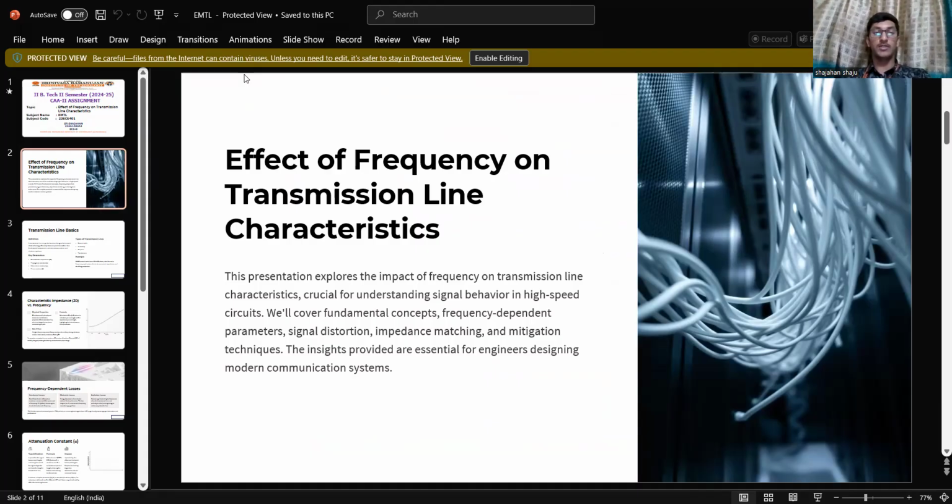This presentation explores the impact of frequency on transmission line characteristics, crucial for understanding signal behavior in high-speed circuits. We'll cover fundamental concepts, frequency-dependent parameters, signal distortion, impedance matching, and mitigation techniques. The insights provided are essential for engineers designing modern communication systems.